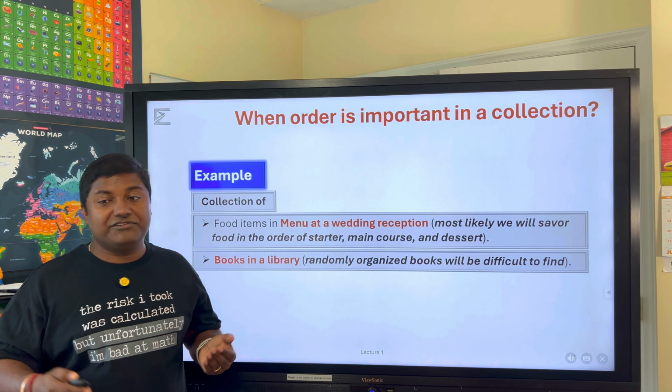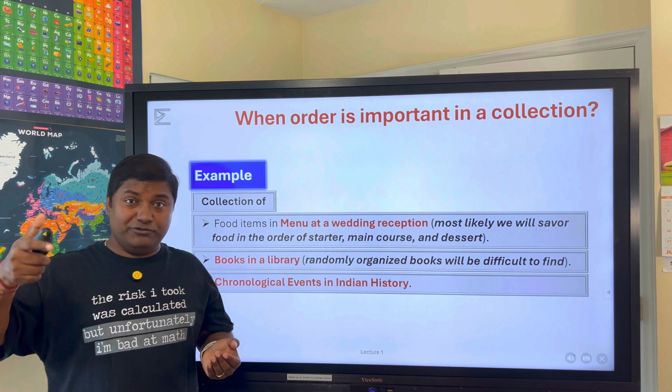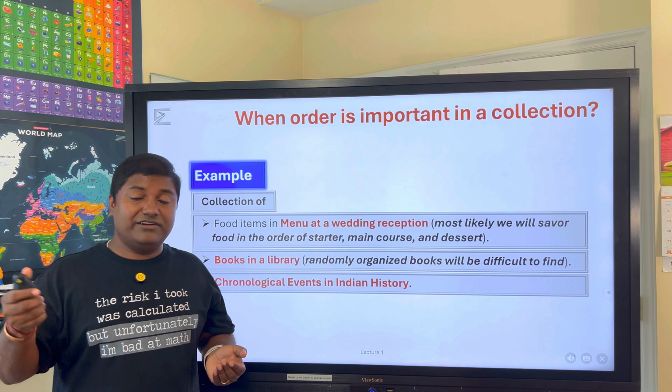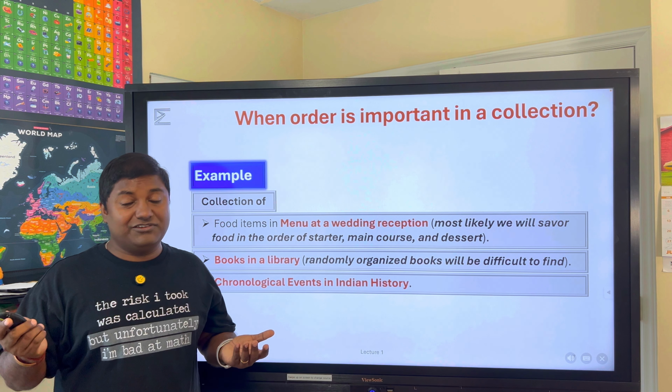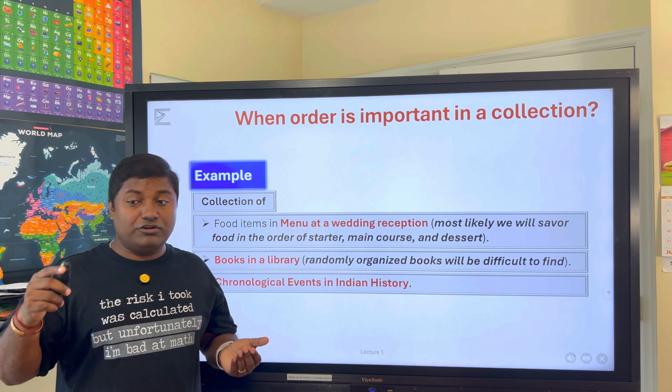Next example is, what if I ask you to write all the events in Indian history in chronological order? Then you are going to list all the events one by one in a particular order. If you randomize the order, if you write in whatever order you remember the events, it is not going to work. That will be a collection of events in Indian history, but that will not be chronological events.